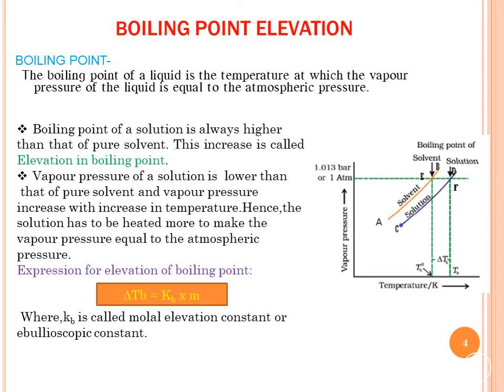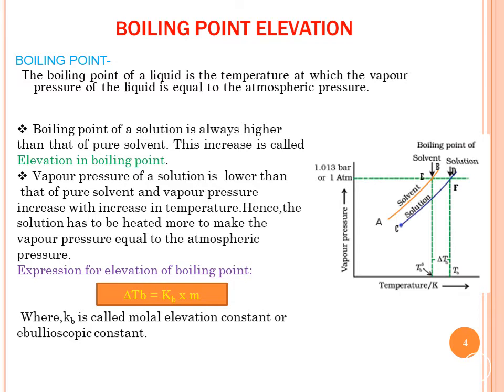See, with increase in the temperature, the vapor pressure of the solvent increases. Now we know that the boiling point is the temperature at which the vapor pressure is equal to the atmospheric pressure. At that point the liquid starts boiling. In case of the solvent, E is the point where the vapor pressure becomes equal to the atmospheric pressure. This point E is called the boiling point of the solvent, which is taken as TB naught.